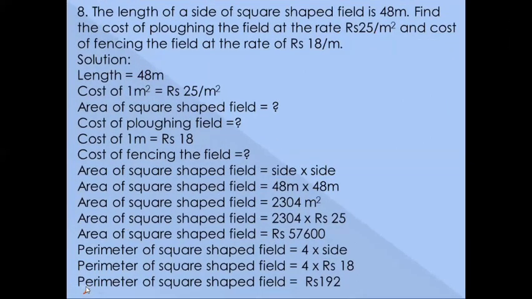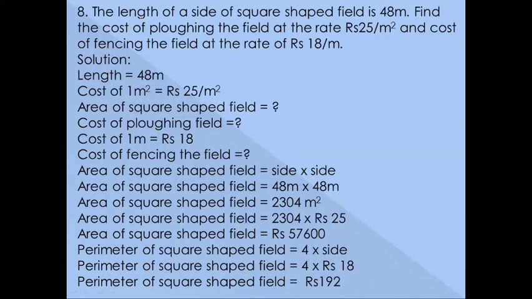Similarly, we are in sum number 8, but the same pattern. Dear student, this is the same way. It is discussing the square. Now we have to find the area of the square and perimeter of the square. Then we will find the cost of plowing the field at the rate of rupees 25 per square meter, and the cost of fencing the field at the rate of rupees 80.